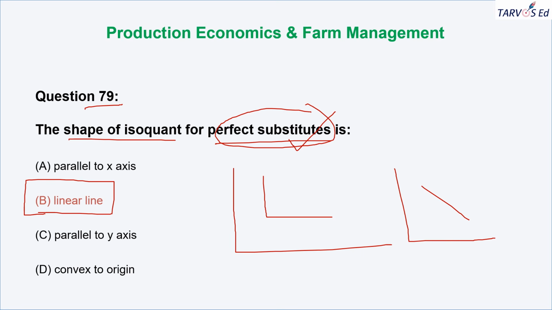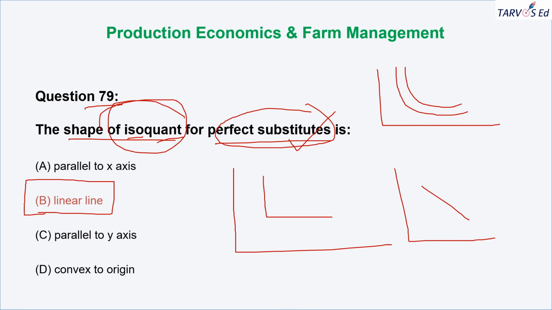Before going to the explanation, what is isoquant? Iso means same or equal. Quant means quantity or output. Isoquant is a line that represents all possible combinations of two inputs that yield the same output. Usually isoquant is convex to the origin. It will be in this shape. Normal isoquant is convex to the origin.